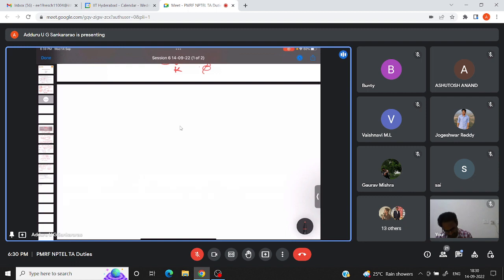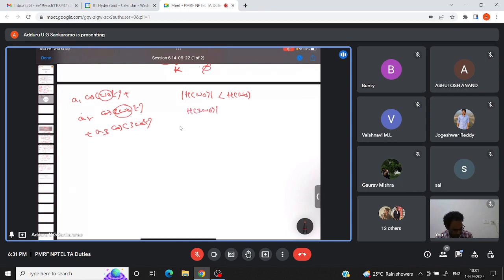See, let us say we have a1 cos omega naught t plus a2 cos 2 omega naught t plus a3 cos 3 omega naught t. For the first case, we have to find out the amplitude and phase at omega naught. For the first one, frequency is omega naught. For the second harmonic, frequency is 2 omega naught, so for the second one, amplitude and phase we need to find out at 2 omega naught. Similarly for the third one, 3 omega naught.